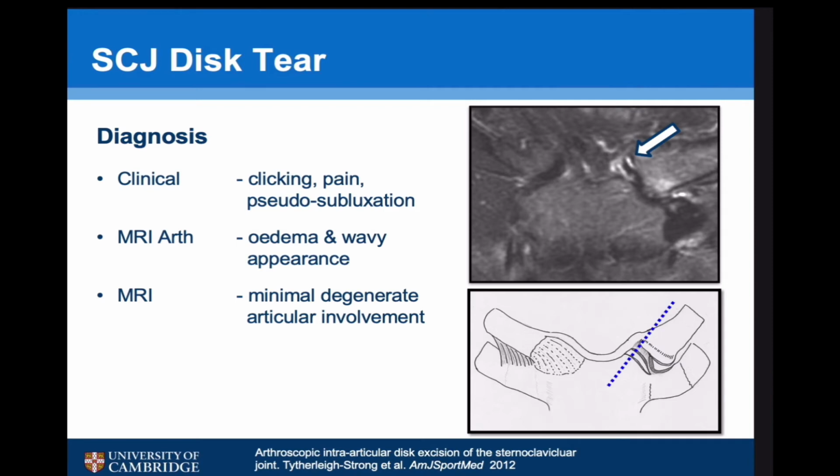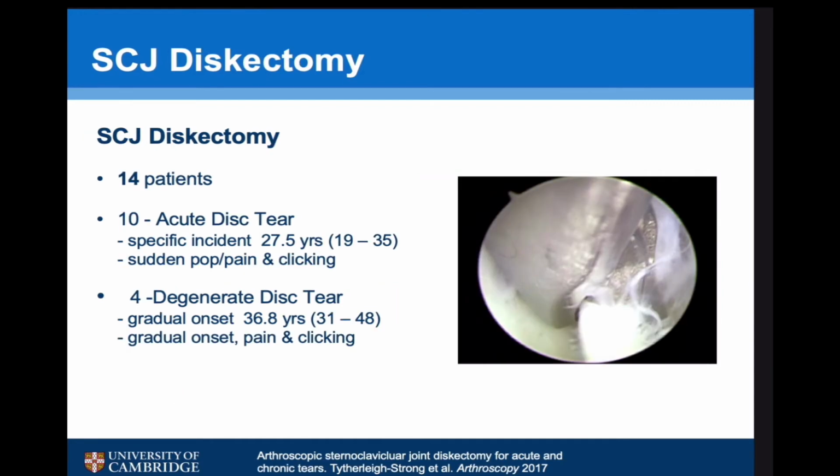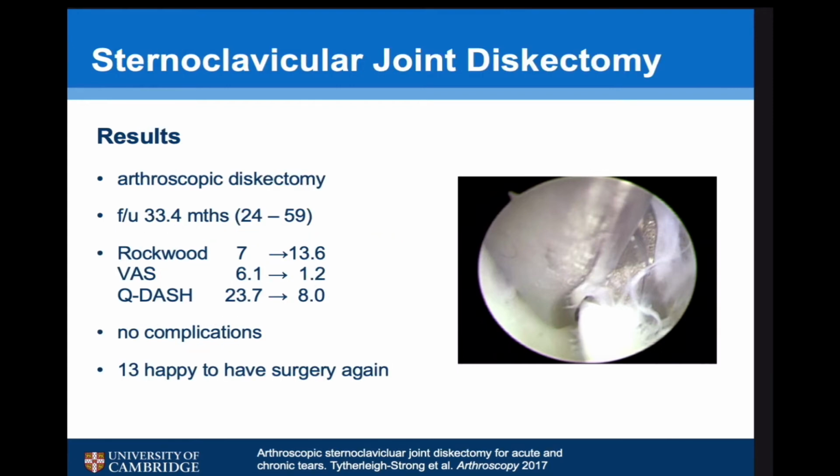Diagnosis is with an MRI scan with dye in, so MR arthrography, and you can get edema and a wavy appearance to the disc. Once again, the management is activity modification and anti-inflammatories and physiotherapy initially. Most people don't respond to that. However, quite a lot of people do respond to a therapeutic and diagnostic cortisone injection. However, once again, there's a small group of people that don't respond to that, and they undergo surgery. And we've recently published a series of 14 patients, 10 of whom were young, who'd had an acute disc tear, that all did well following arthroscopic surgery.